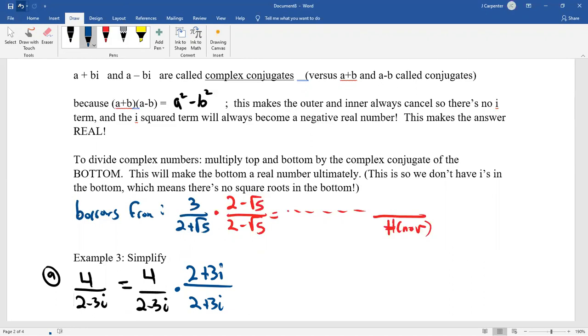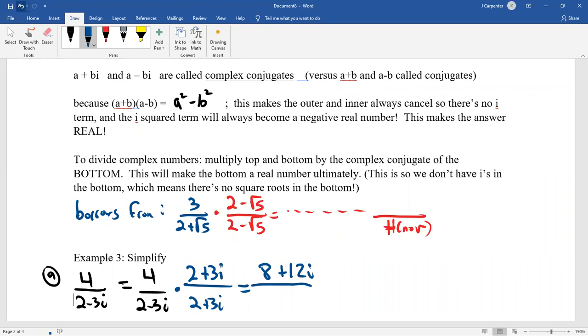We're not pulling this out of thin air. I have explained exactly why we're doing this. Because this product in the bottom is a guaranteed real number, because when you multiply things of this form, they always turn out to be real numbers, like we saw in example 2D. All right, so 4 times 2 in the top is going to be 8. 4 times 3i in the top, 4 times 3 is 12, so that's a plus 12i. Over.